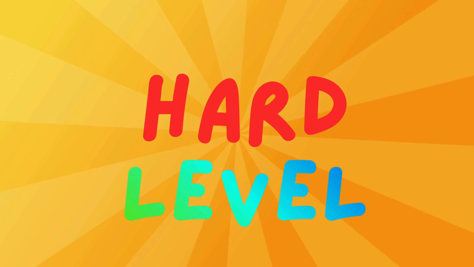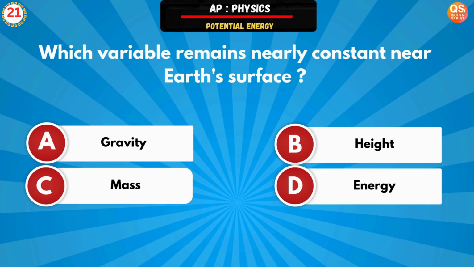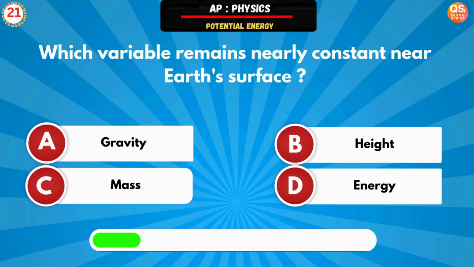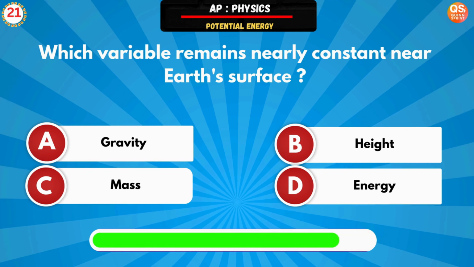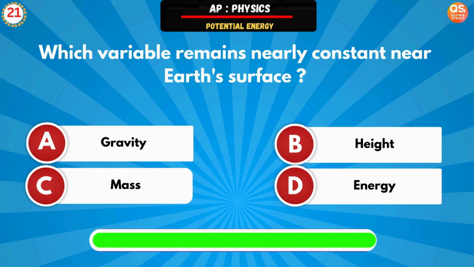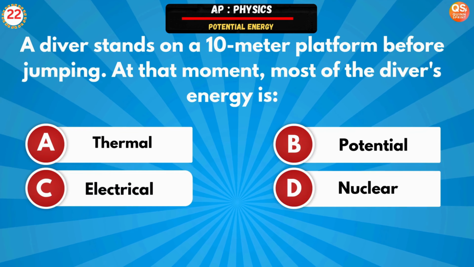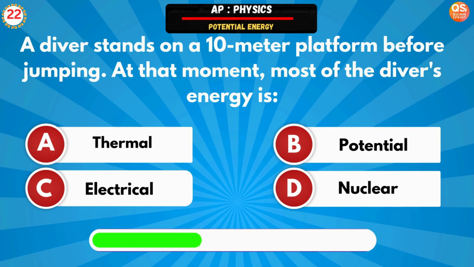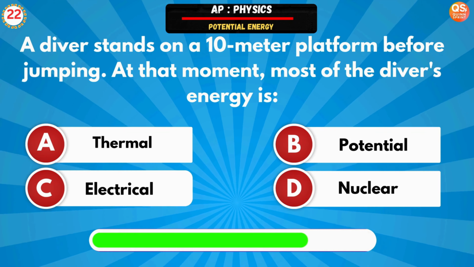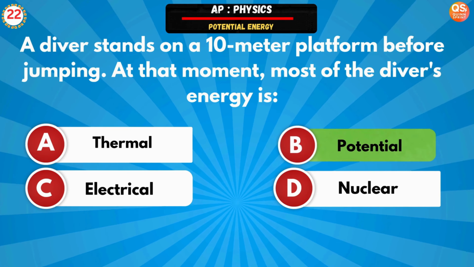Hard level. Which variable remains nearly constant near Earth's surface? Gravity. A diver stands on a 10-meter platform before jumping. At that moment, most of the diver's energy is potential.